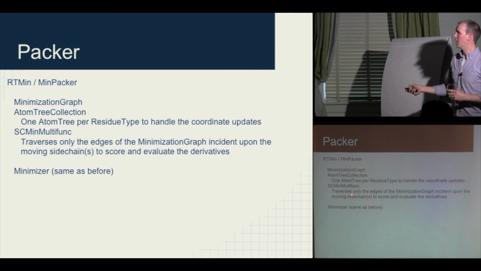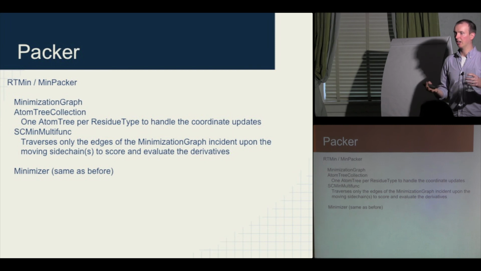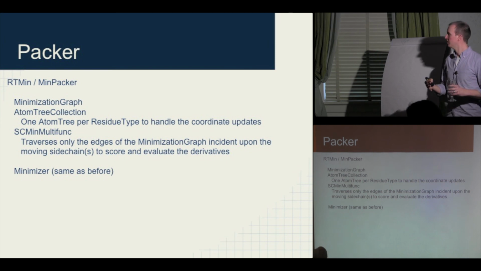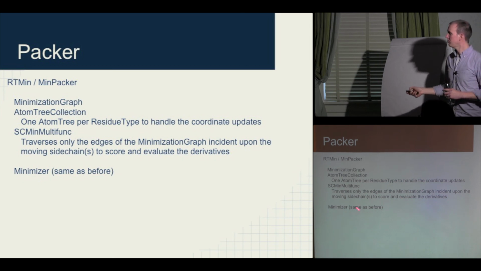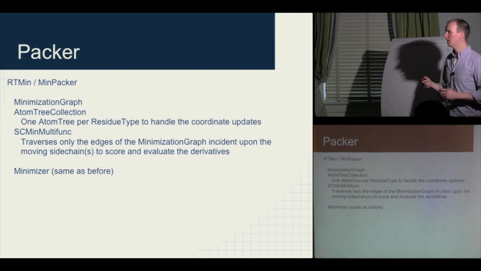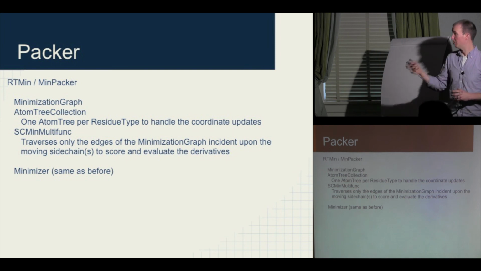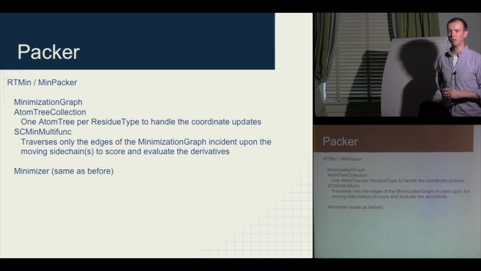that's in the set. And then I have a multi-func that's just going to minimize side chains. And so it gets to cut some corners that the regular atom tree multi-func doesn't get to cut. So it only traverses the edges of the minimization graph incident upon the moving side chains, and it scores and evaluates the derivatives for those edges only. And the minimizer is exactly the same as before. And so I just plug in this SE-min multi-func into the minimizer, and then maybe there's a little extra bookkeeping here, and that's the implementation behind the scenes of these two functions.